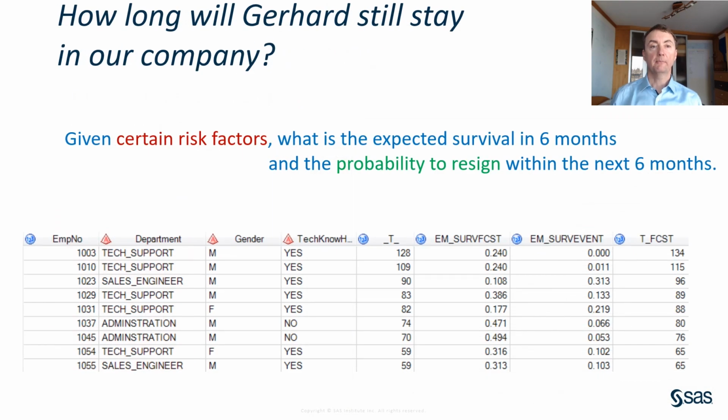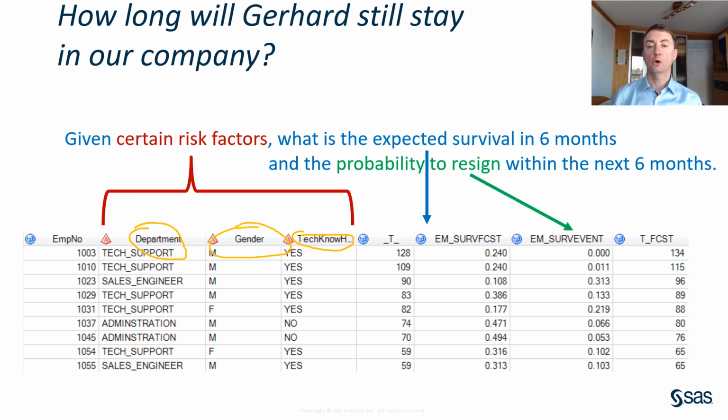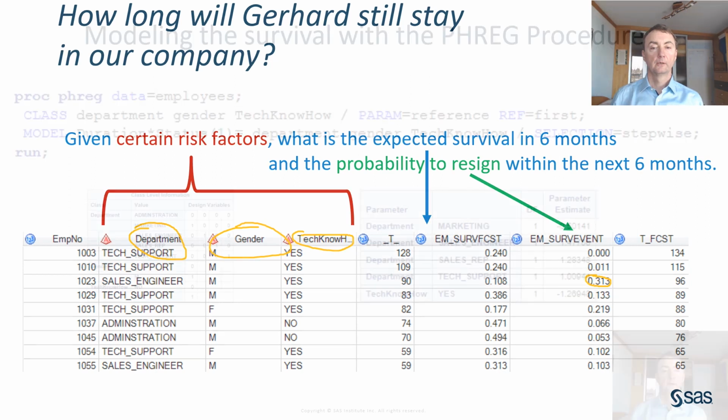So for example, there might be the question, how long will a certain employee stay with our company? This means, given certain risk factors like department, gender, or whether he has technical know-how or not, what is the expected survival at a certain point in time, or what is the probability to resign within a certain period, in that case 6 months. In order to do this, we need to use a proportional hazard regression model, as our data do not have a fixed endpoint, but some of them are censored.